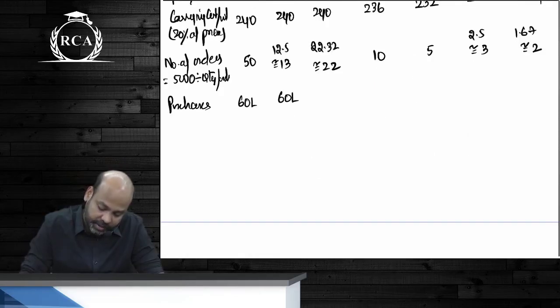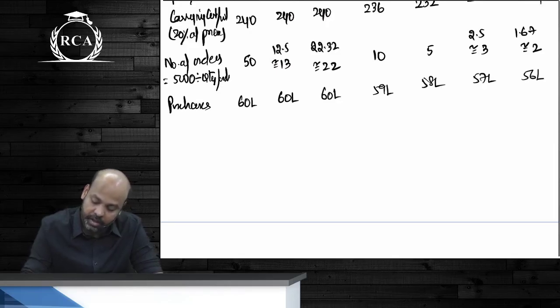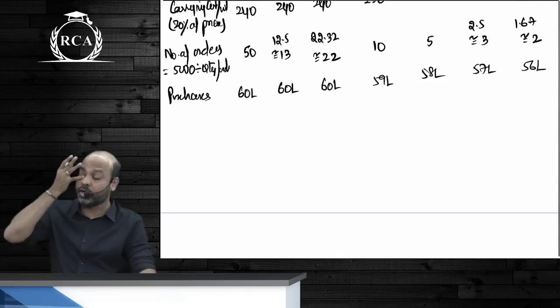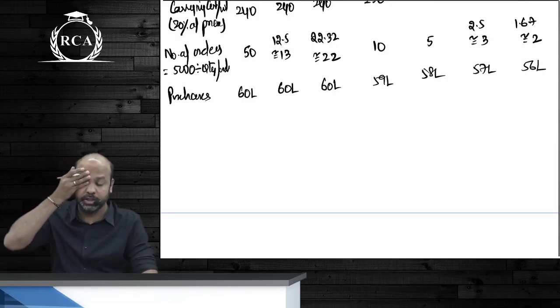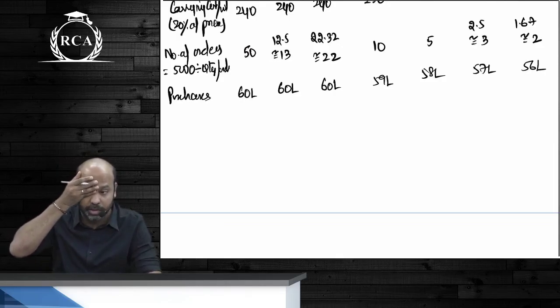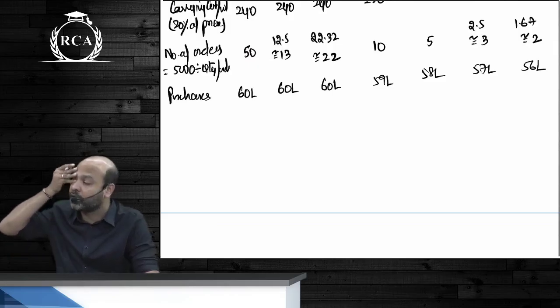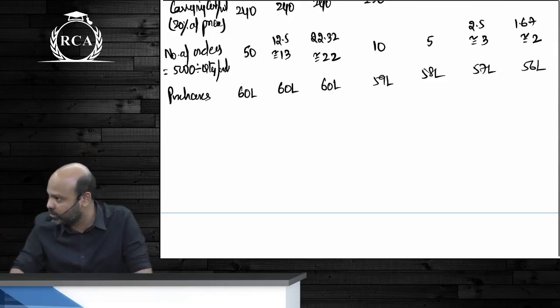60 lakhs, 60 lakhs, 60 lakhs, 59 lakhs, 58 lakhs, 57 lakhs and 56 lakhs. Remember guys, irrespective of the quantity ordered, you should take annual purchases for 5000 tons. That is for annual purchases. It should not be quantity per order. Is that clear about this? Are you all clear, beta?